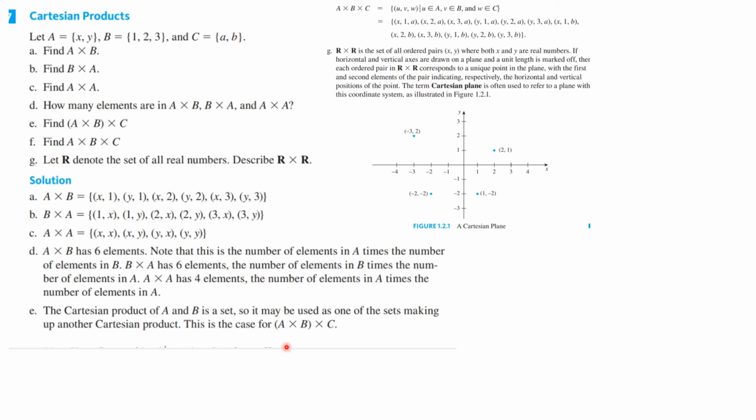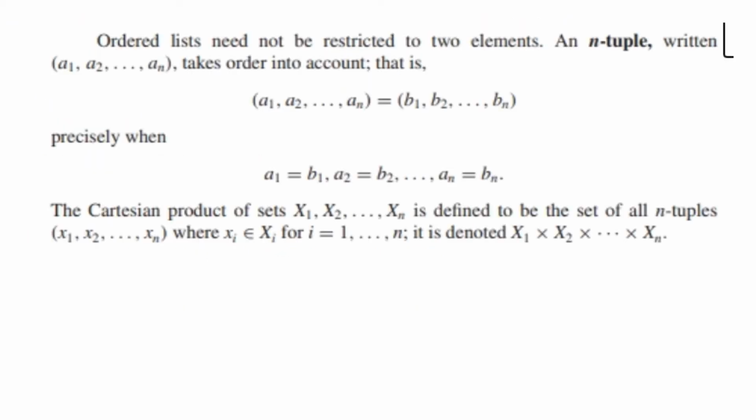Here's the answer for E. F is up here. And G, this is the Cartesian plane, is what you get. So that's the set of ordered pairs (x, y), and it can be represented in that way. So that is R cross R.